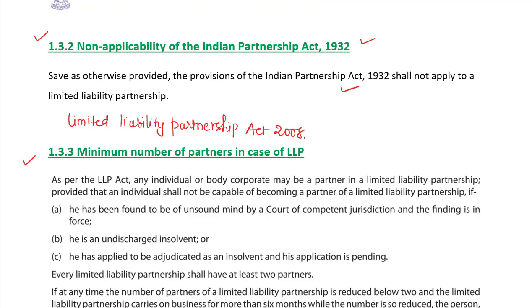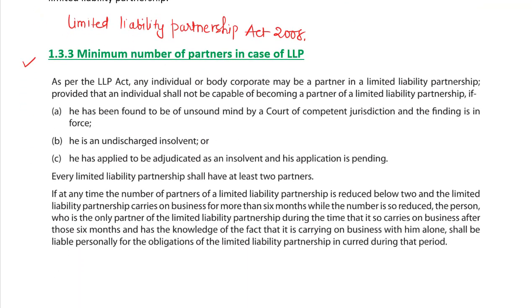Minimum number of partners in case of an LLP. As per the Act, any individual or body corporate may be a partner in a limited liability partnership, provided that an individual shall not be capable of becoming a partner of a limited liability partnership if: A. He has been found to be of unsound mind by a competent court and the finding is in force. B. He is an undischarged insolvent.